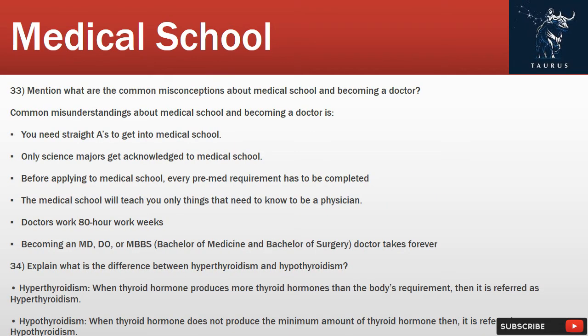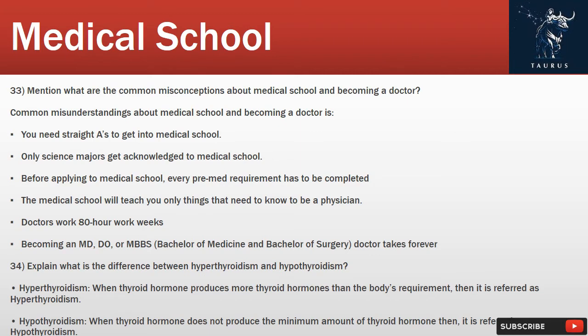33. Mention what are the common misconceptions about medical school and becoming a doctor. Common misunderstandings about medical school and becoming a doctor are: you need straight A's to get into medical school. Only science majors get admitted to medical school. Before applying to medical school, every pre-med requirement has to be completed. The medical school will teach you only things you need to know to be a physician. Doctors work 80-hour work weeks. Becoming an MD, DO, or MBBS, Bachelor of Medicine and Bachelor of Surgery, doctor takes forever.